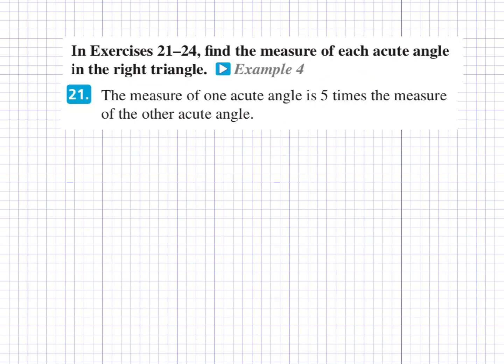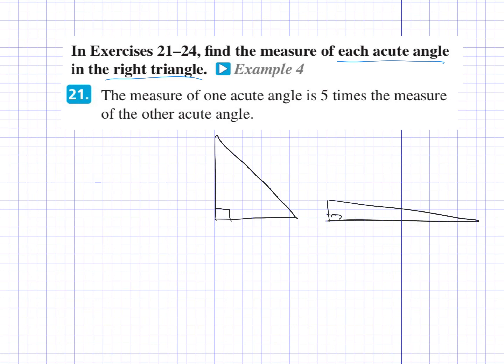Find the measure of each acute angle in the right triangle. We know that we have a right triangle. We don't know the shape of the right triangle, so I'm just going to focus on a generic right triangle. So we know this is 90 degrees, and the other two have to add up to 90.